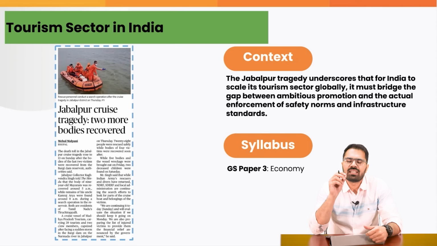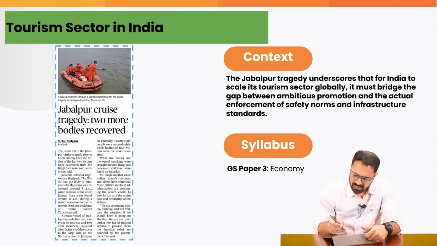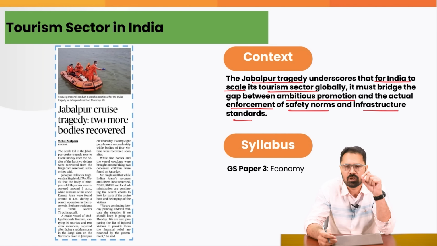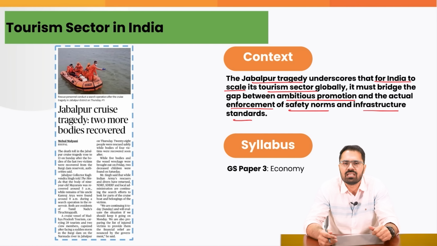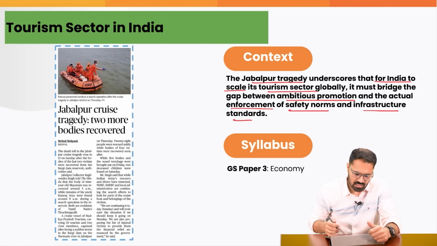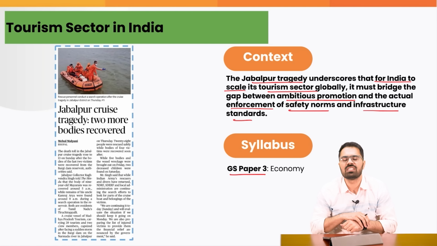Coming to the second topic, it is regarding the tourism sector in India, where the cruise tragedy in Jabalpur underscores that for India to scale its tourism sector globally, it must bridge the gap between ambitious promotion and the actual enforcement of safety norms and infrastructure standards. The safety norms and infrastructure standards, especially for tourism in India, are of very poor quality, which deters foreign tourists from coming to India. If you have recently observed, the trend of foreign tourists coming to India is on a decline. This is important for us because it forms part of GS Paper 3 economy.